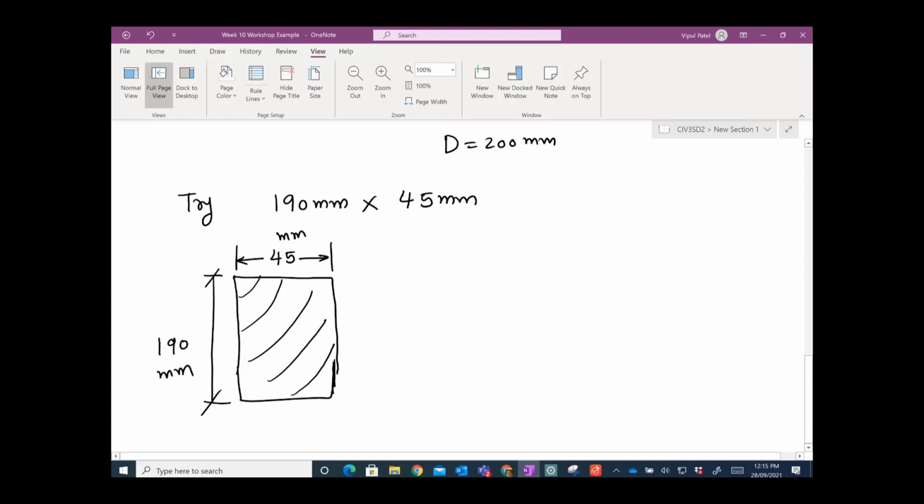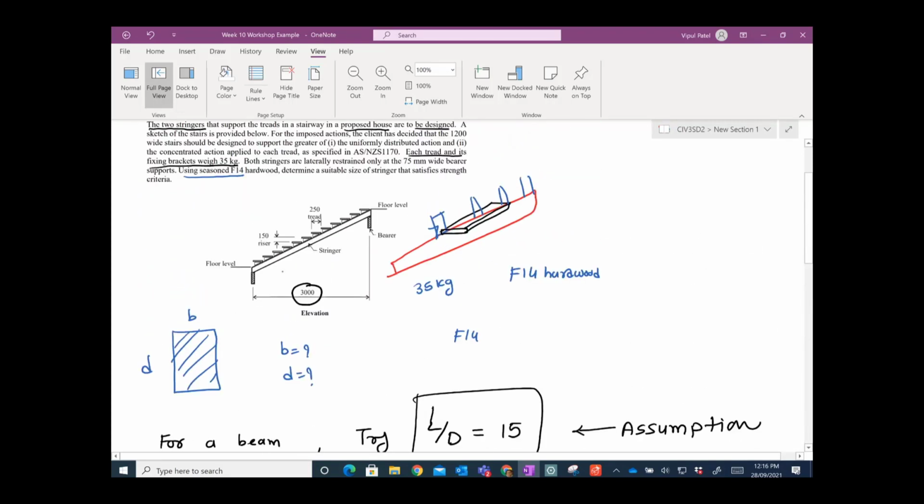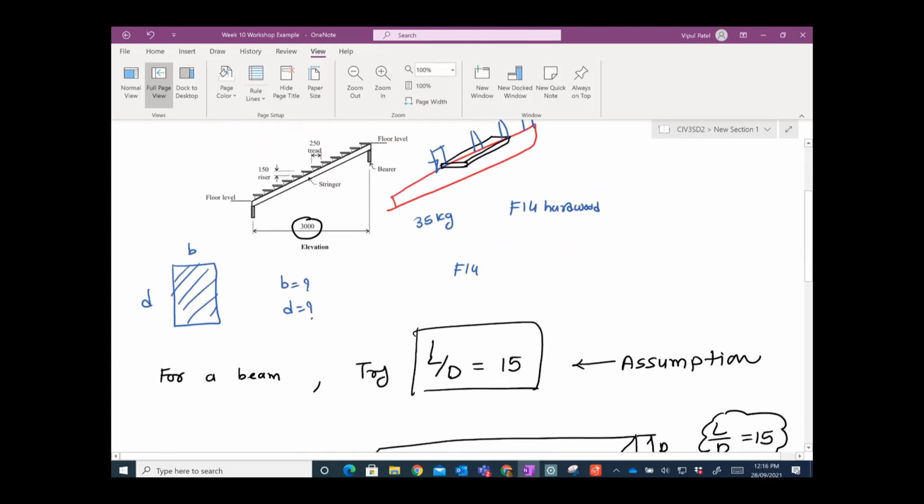Let's try 190 by 45, because you remember in our lectures we were straight away given the cross section size, and you just check whether it is adequate or not. But in here we just want to design it, so you need to find it. Now let's try to find the length of the stringers.